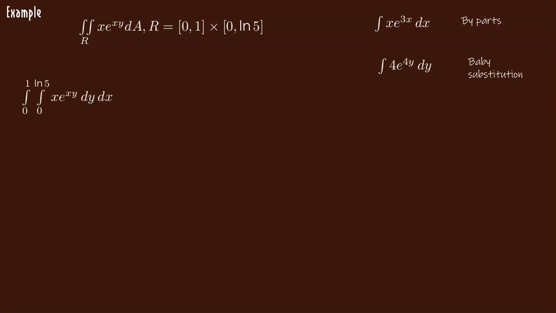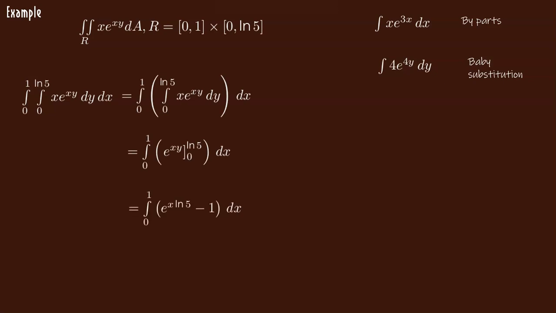So I choose to integrate with respect to y first because it's easier. So integrating from 0 to natural log of 5 of x e to the xy dy, I do the inside first. Integrating that, I get e to the xy taken from 0 to natural log of 5. Plug in what I need to plug in. e to the 0 is 1, that's nice. e to the x natural log of 5. Wait, what's that? Okay, let's simplify that first.